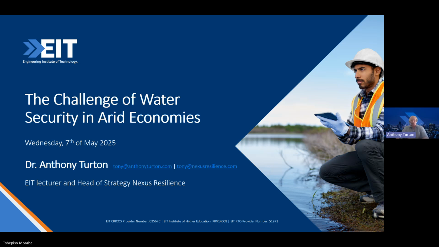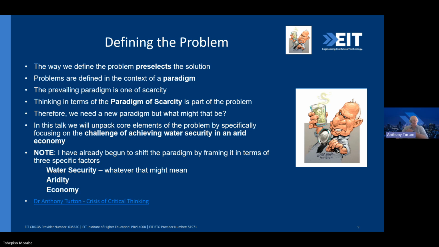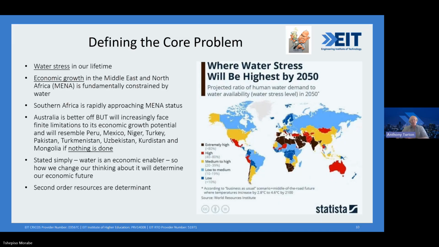So this is where we start the conversation now. I've been talking about water security, whatever that means, and we will go into what water security means as we progress. But I've also been talking about aridity. What does aridity actually mean? And we're going to be talking about the economy. So think about these things, because typically engineering students don't think about things like the economy. They don't think about the biophysical drivers of what aridity is about, what causes aridity.